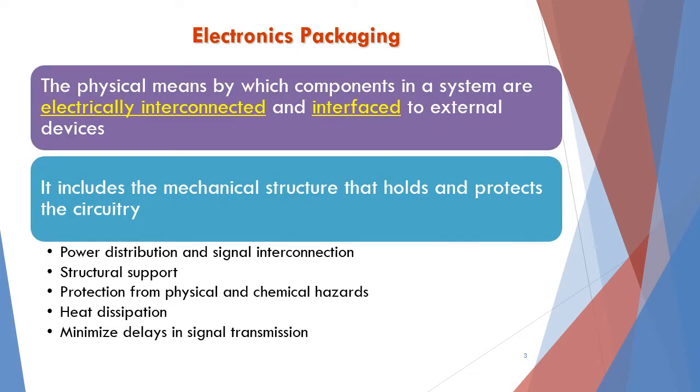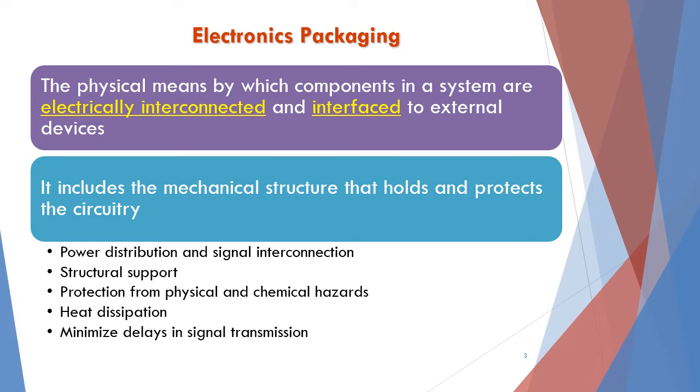Electronic packaging, if you want to define it, is the physical means by which components in a system are electrically interconnected and interface to external devices. For example, like we already saw in the previous lecture, where the parts are connected together to form some electrical board. So electronic packaging includes the mechanical structure that holds and protects the circuit.